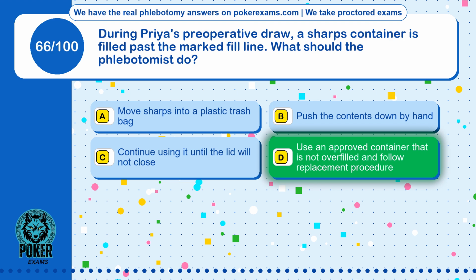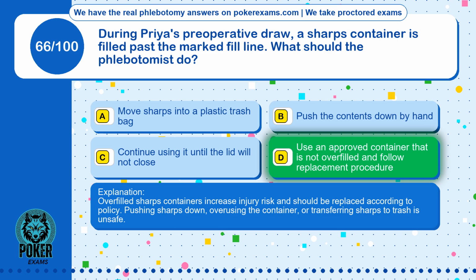The correct answer is option D. Use an approved container that is not overfilled and follow replacement procedure. Overfilled sharps containers increase injury risk and should be replaced according to policy. Pushing sharps down, overusing the container, or transferring sharps to trash is unsafe.